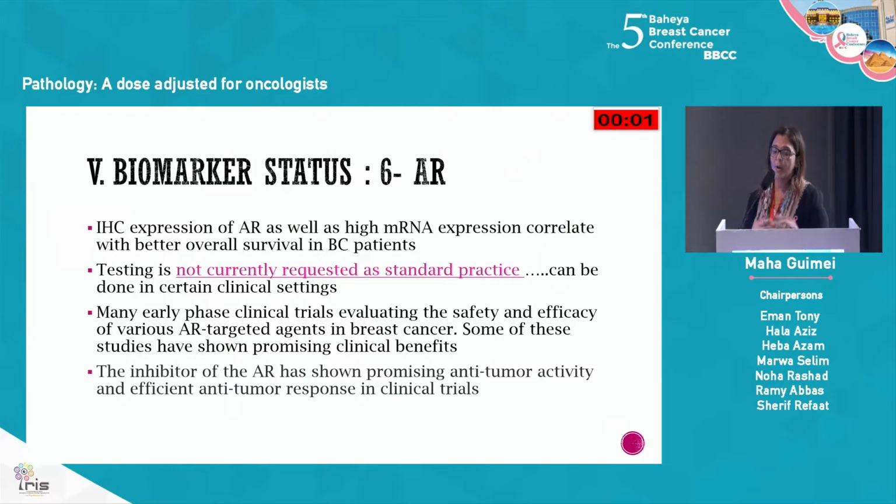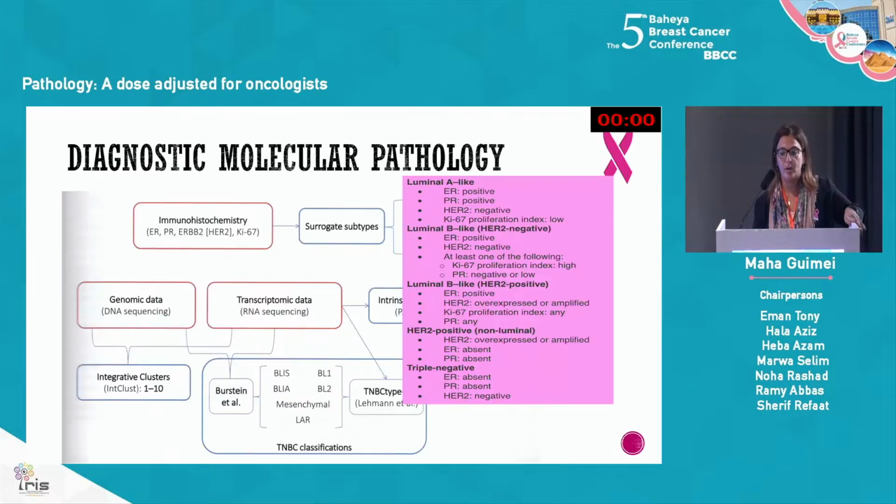آخر بايو ماركر ومعليهوش كلام كتير قوي ولسه still under clinical trials is the androgen receptor. ولسه it's not currently requested as a standard practice, however بيبقى used ساعات في حالات التريبل نيجاتيف breast cancer وكمان في حالات الاي ار بوزيتيف.